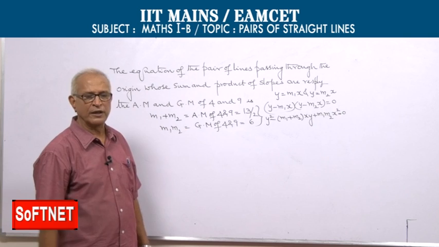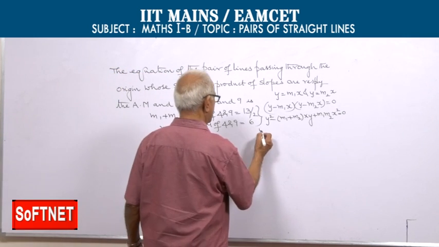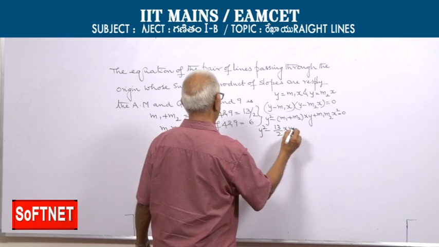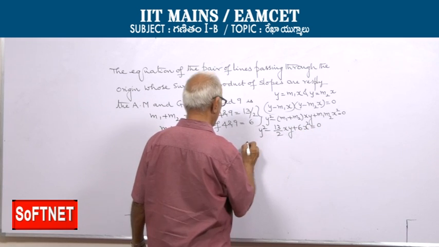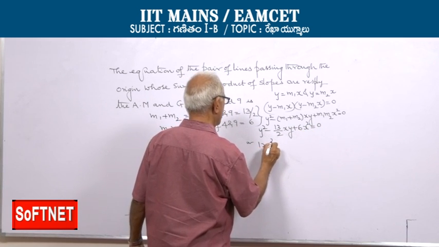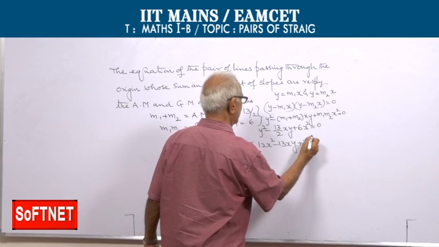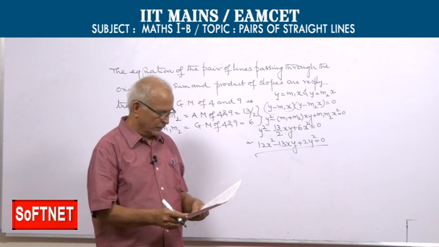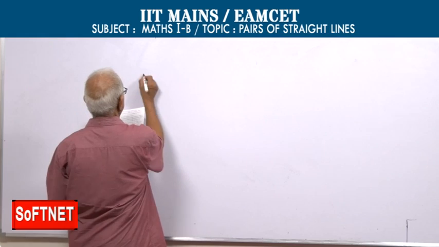Okay. Now, substitute the values for m1 plus m2 and m1 m2. So, y square minus 13 by 2 xy plus 6 x square equal to 0, or 12x square minus 13xy plus 2y square equal to 0. So, that is the equation of the required pair of lines, 12x square minus 13xy plus 2y square equal to 0.